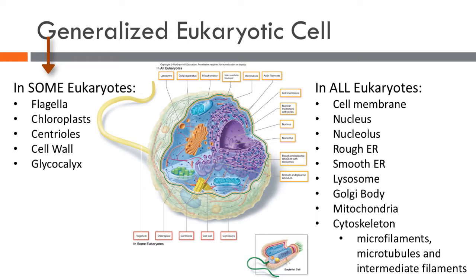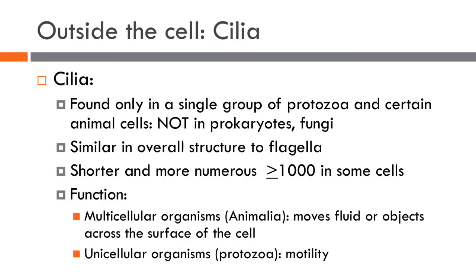So for example, a flagella is usually used for locomotion. In human cells, we do not have flagella except one specialized cell, which would be the sperm cell. We're going to be going through each of these in more detail. We'll start with the outside of the cell with cilia.